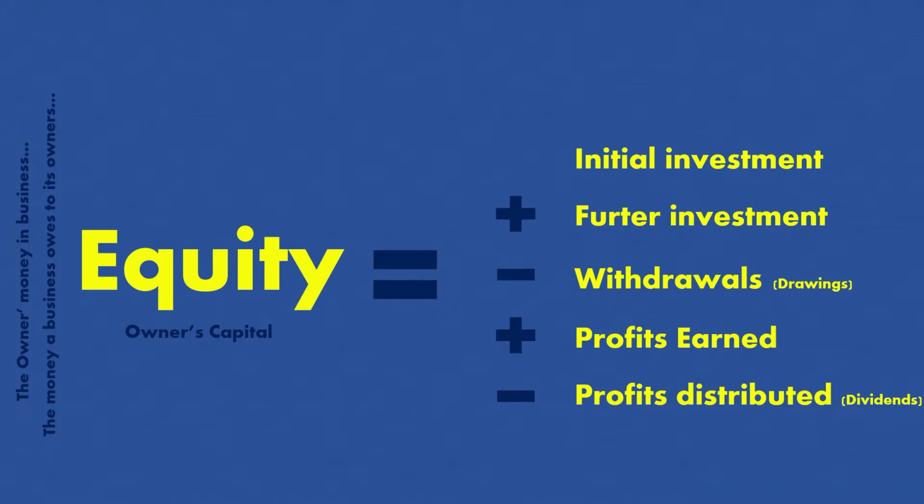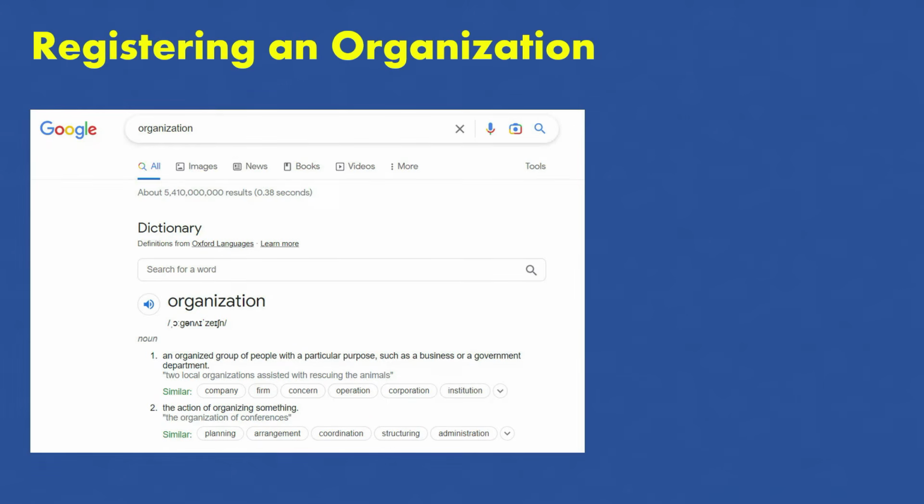I repeat, initial investment plus any further investment minus any withdrawals that are made by the owner plus any profits that are earned by the business, and finally, if the profits are distributed, they have to be deducted from here. Now there will be some differences in the way we represent equity in our reports based on how your organization is registered. How will that impact and what are we talking about? Let us discuss that in the next lecture.